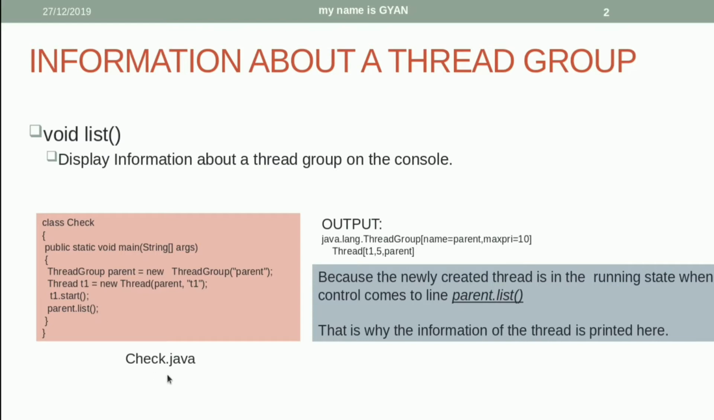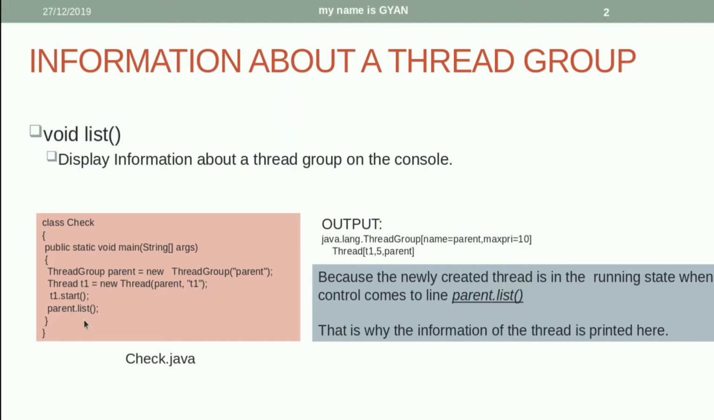Here we have a Java file check.java. In check.java we have the class check. In the class check we have the method main. In the method main we are creating a new thread group whose name is parent. Then after we are creating a new thread whose name is T1 and which belongs to the thread group parent. Then after we are calling the start method by using the reference variable T1. After calling the start method, we are calling the list method by using the reference variable parent.